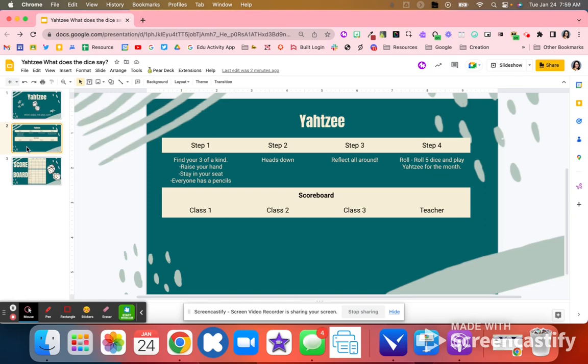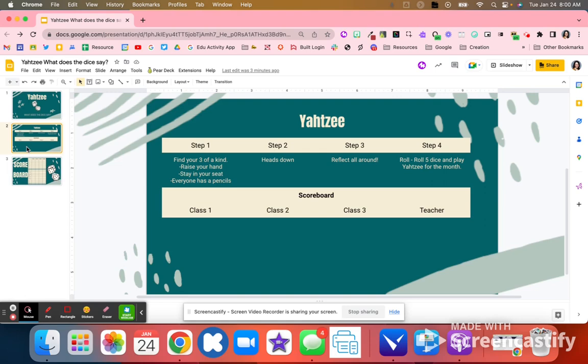Step number 3 is that reflection. If they did all raise their hands and they got that vote, then talk about what went well. Maybe they didn't. If not, talk about ways that they can improve. How can they stay in their seat? What ways can they do that? If not everybody has a pencil, what are some strategies they could use so they do have a pencil for the next day?